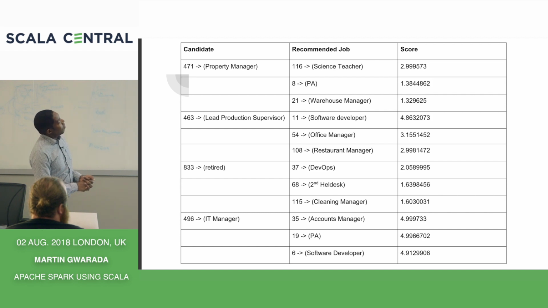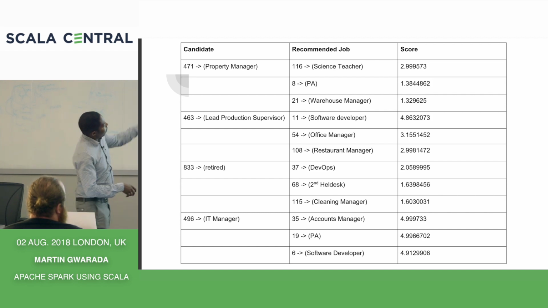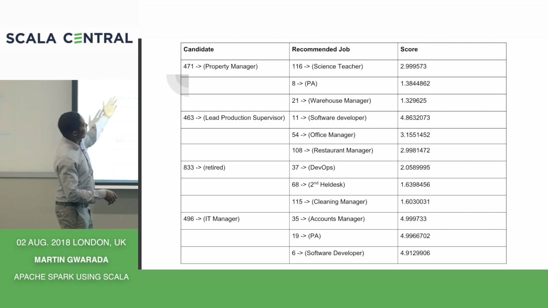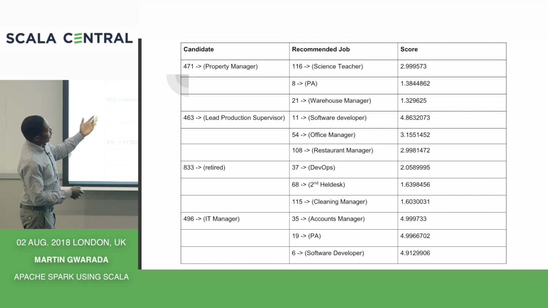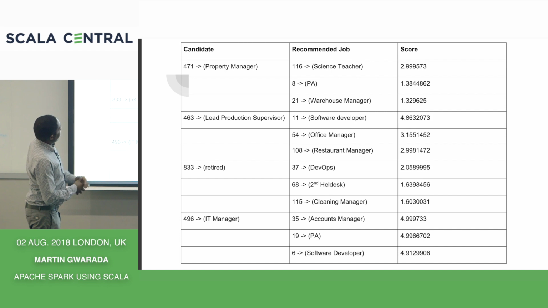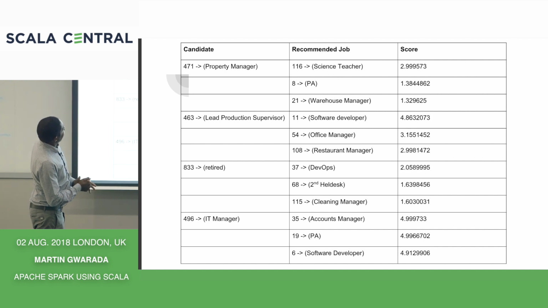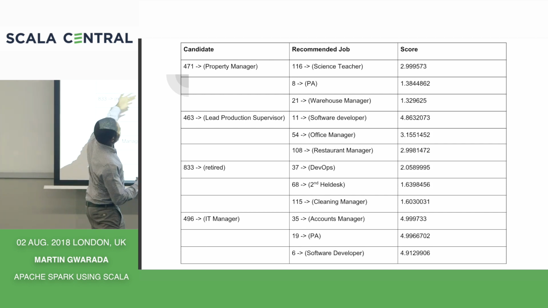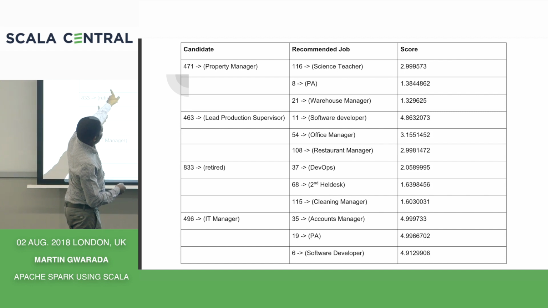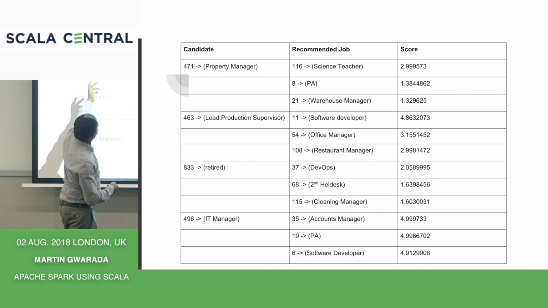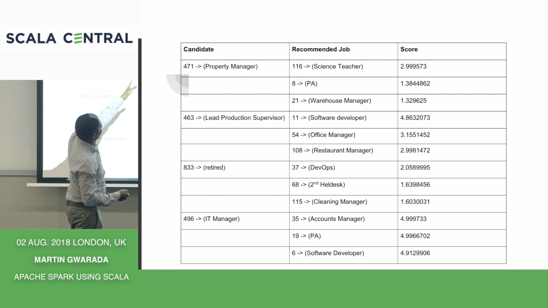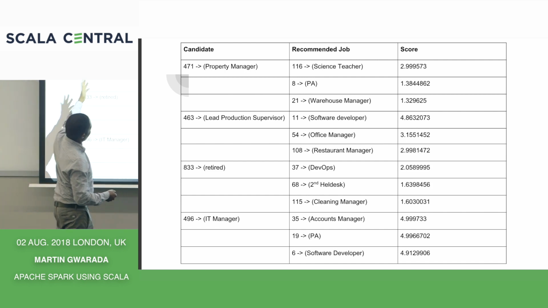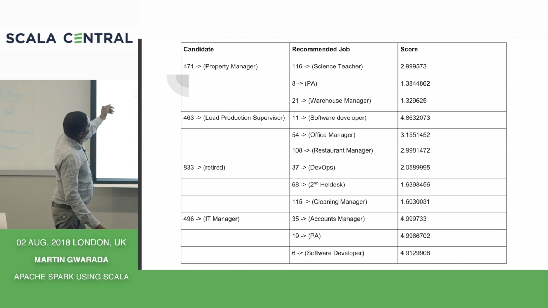So, for instance, these were my candidates. I had a candidate, say, a property manager, right? And these are the recommended jobs. For some of them, you can tell obviously, the higher it is, the more they match. So basically, what my model is saying is a property manager can take up any of those roles, can become a science teacher. So there must be something wrong there, depending on the skill.